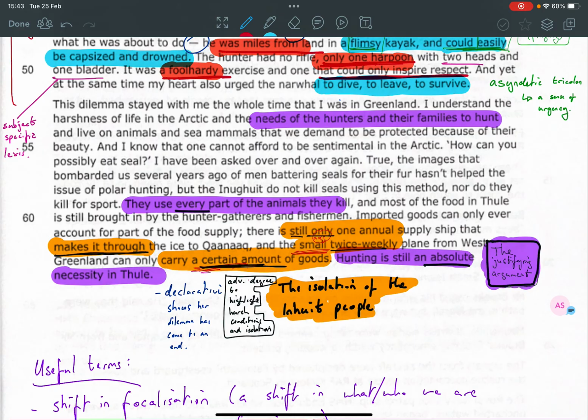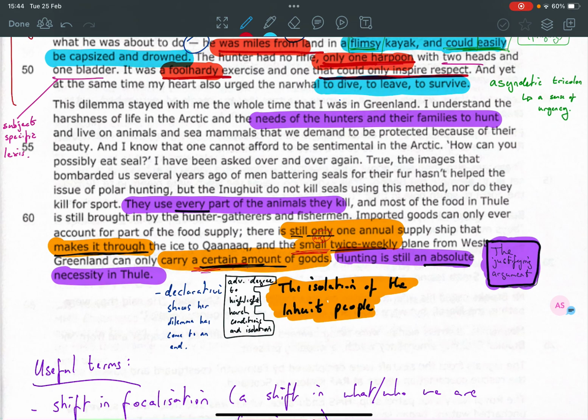isolation of the Inuit people. There is still only one annual supply ship that makes it through. So still and only are adverbs of degree. Still and only one annual supply ship that makes it through, the ice to Kanak, and the small twice weekly plane. So again, adverb of frequency, twice weekly, adjective small, carry a certain amount of goods. Again, very qualifying adjective there, certain amount of goods. It's not unlimited. They can't just Amazon Prime everything.